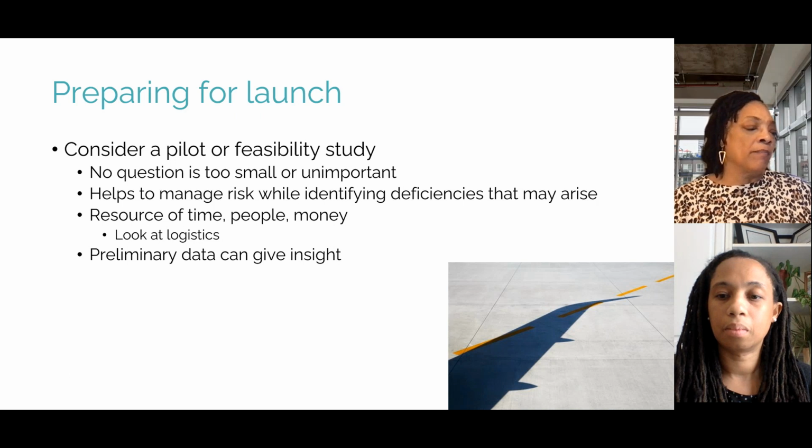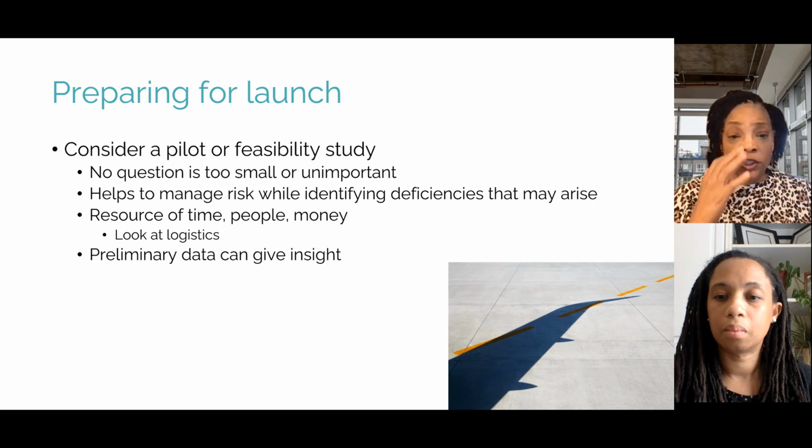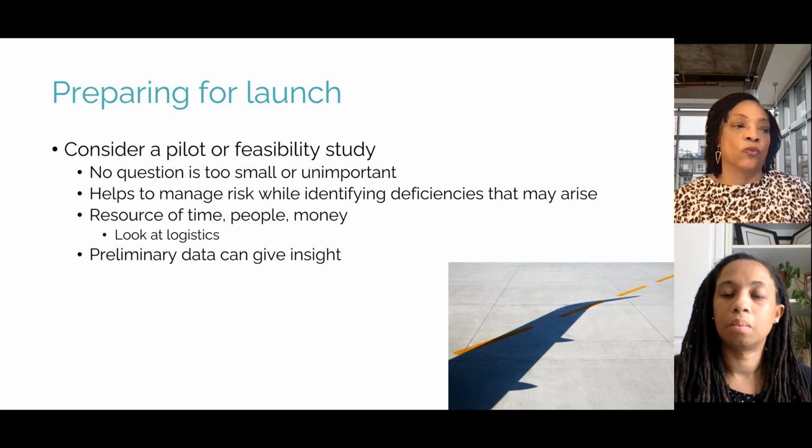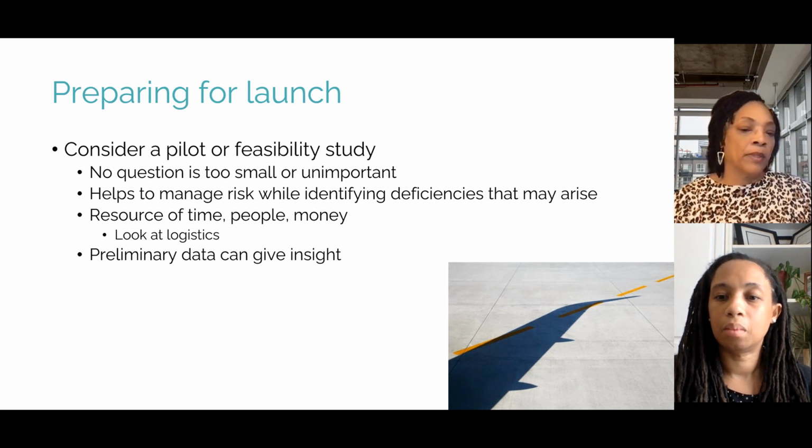You want to manage the risk while identifying deficiencies that can come up. Your resources are time, people, money. But in the long run, it's more efficient to have a feasibility or a pilot study because you are better prepared for the real study. It gives you a better idea of what's going to happen in the real study.